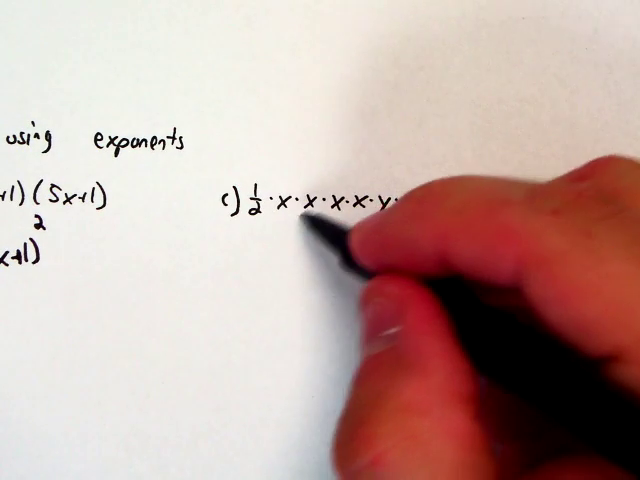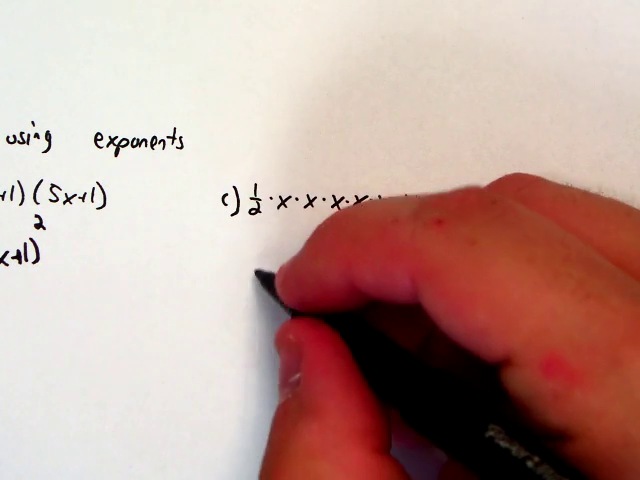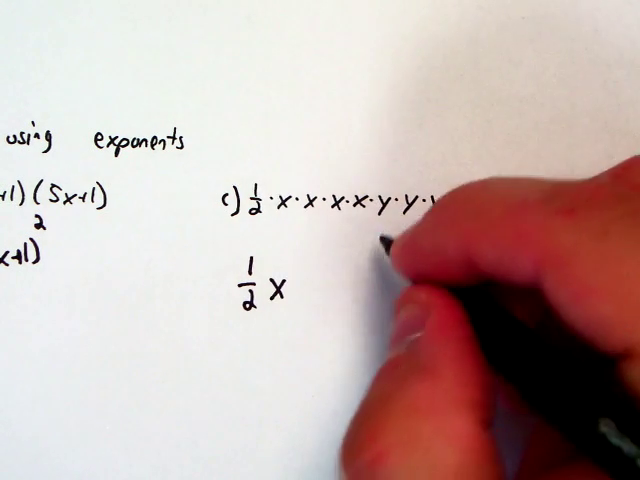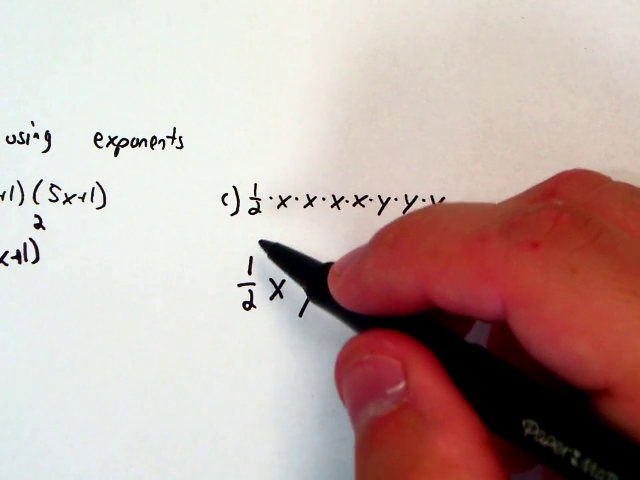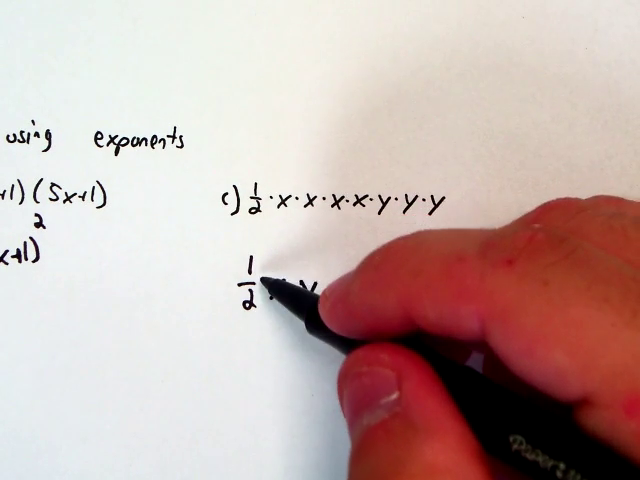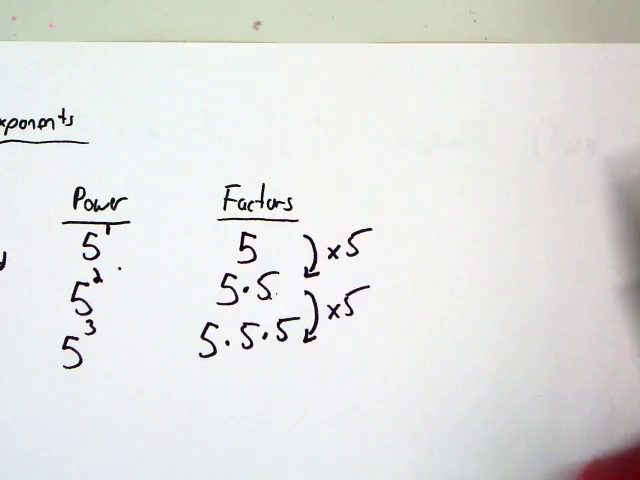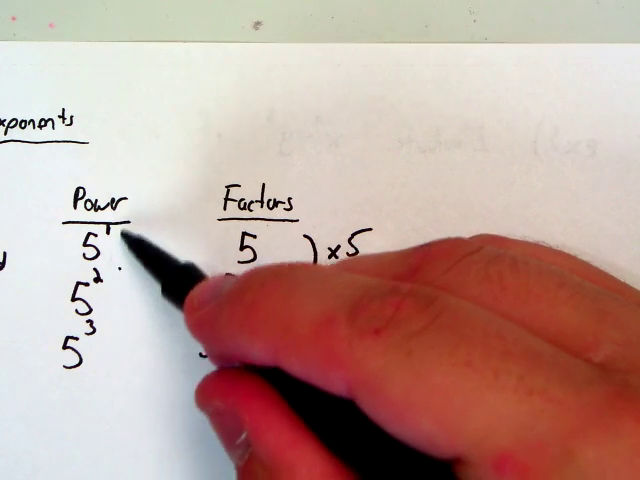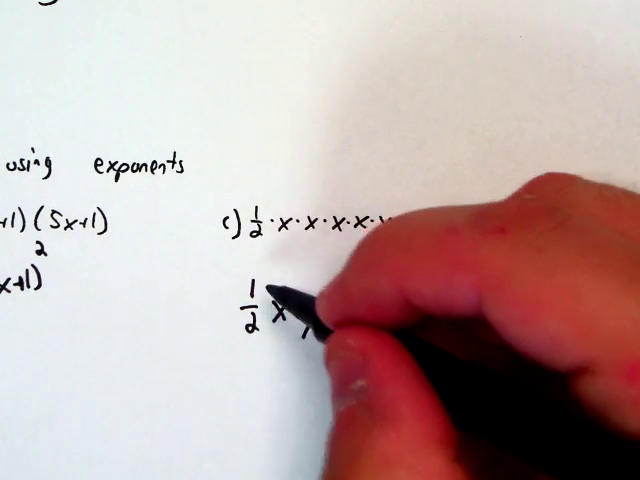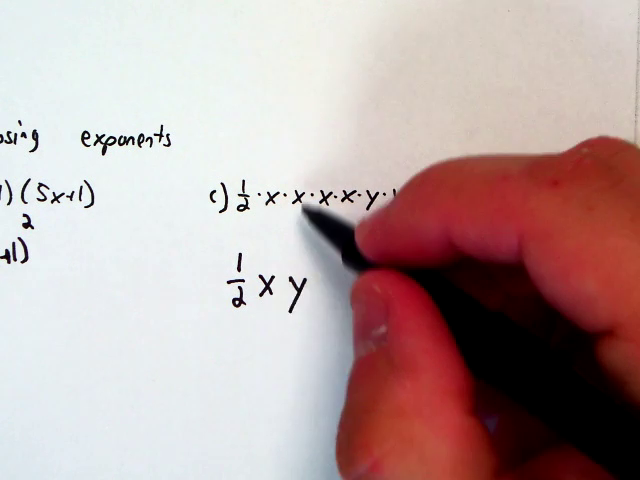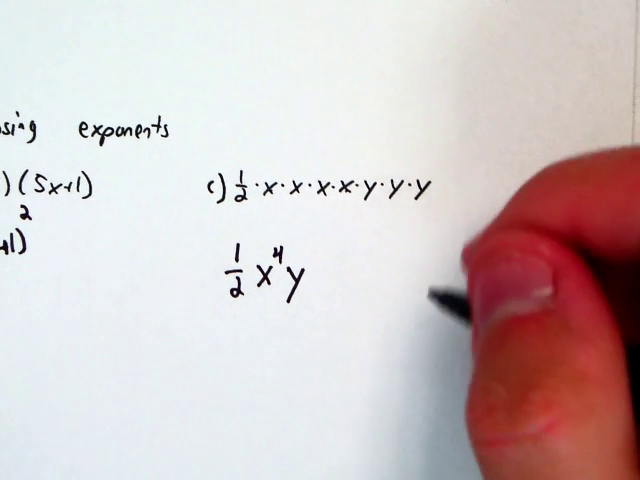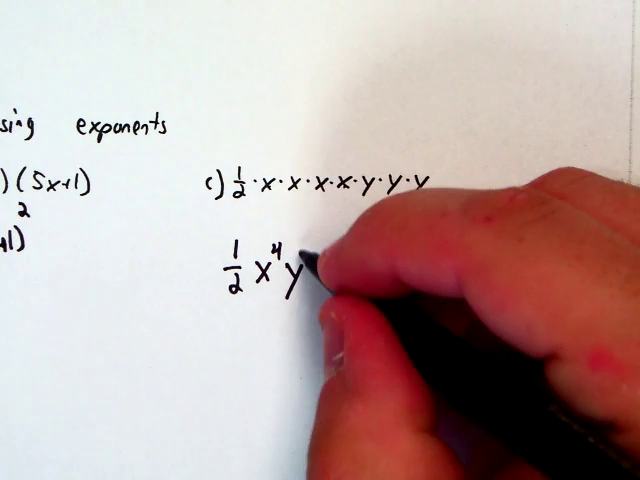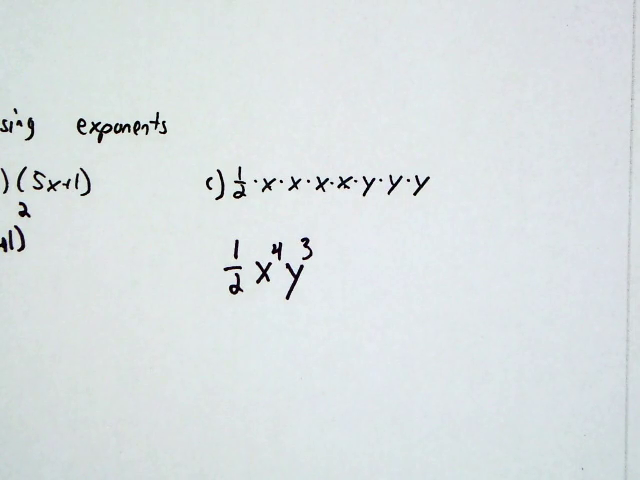Letter C. There are 3 things being multiplied together: 1/2, x, and y. Now, because there is only 1/2 here, I do not need to put an exponent there, because if you remember up here, 5 to the 1st power is simply just 5. So that 1 does not need to be there. The next term being multiplied here is x, and I have 1, 2, 3, 4 of them, so I'm going to use an exponent of 4. And now I have 1, 2, 3 y's, so I'll use an exponent of 3. And that would be how to rewrite that expression using exponents.